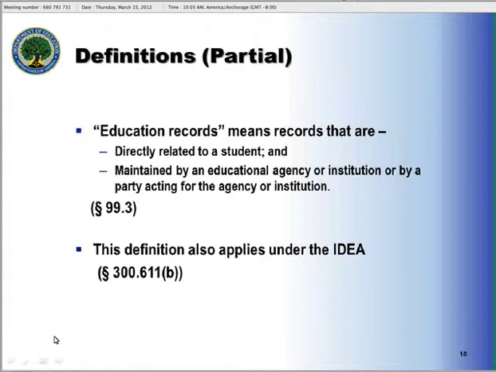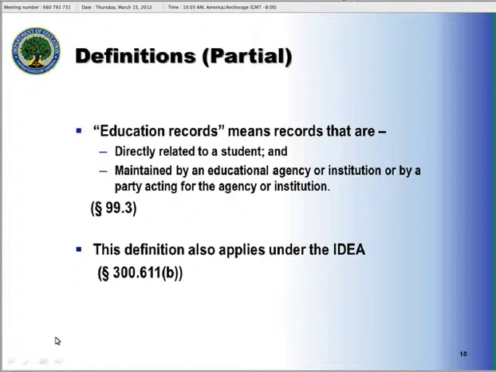Thus, the private school would not be subject to FERPA unless it receives funds from any program administered by the U.S. Department of Education. Also, if a student is placed in a private school under IDEA by a public agency, the placing public agency, typically the LEA, remains responsible under FERPA for that specific student's records and compliance with FERPA.